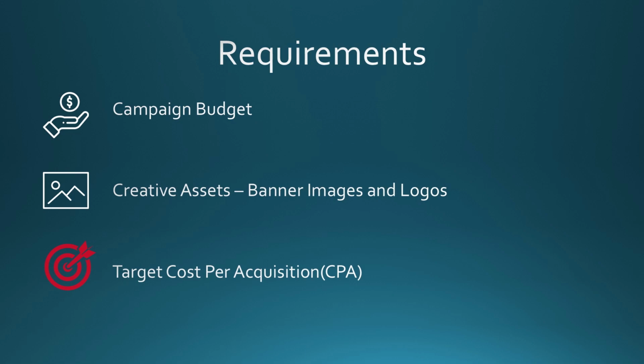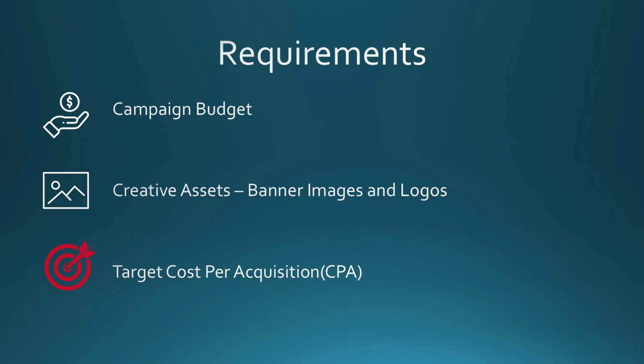The second requirement is creative assets, and this is the same as any other display campaign where you will require to upload banner images and logos. But don't worry if you don't have those images. You can use Google's website scan feature, where all you have to do is provide a link and Google will automatically download the images that you can use for your display ad. So the third key requirement is target cost per acquisition, and this is where you will set the maximum amount that you want to spend to acquire a new lead or a new customer.